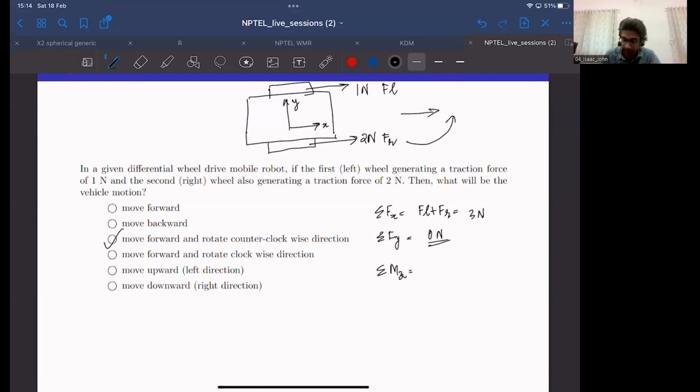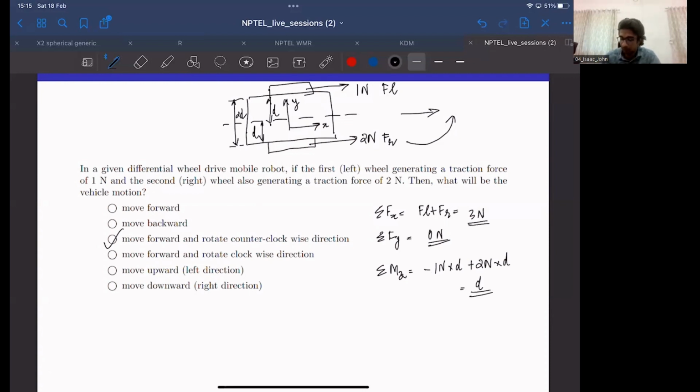And if you resolve the moment about the z-axis, what would be the moment? If I am taking the width of the robot as 2D, from the origin it's simply D. This would be D and this would be D. So if you resolve the moments along the z-axis, it would be simply minus 1 newton times D plus 2 newtons times D. So this would be simply D.